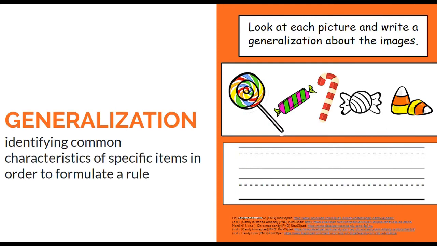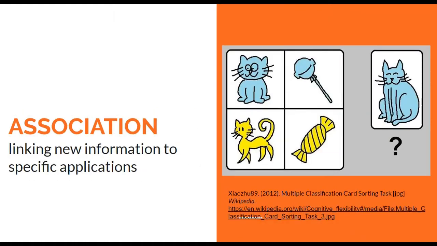generalization, revolves around students identifying common characteristics of specific items in order to formulate a rule or generalization. For example, looking at pictures of candy and writing a generalization about the images. The third area, association, includes linking new information to specific applications. This can be observed through matching activities. For example, our cat activity.